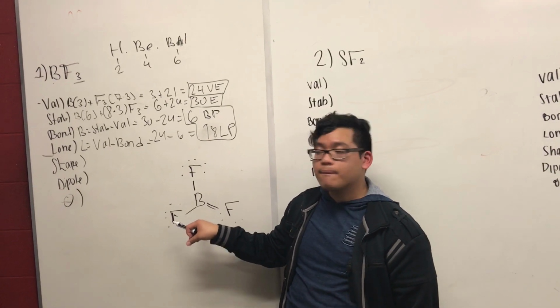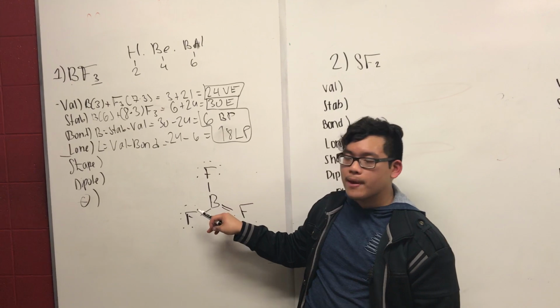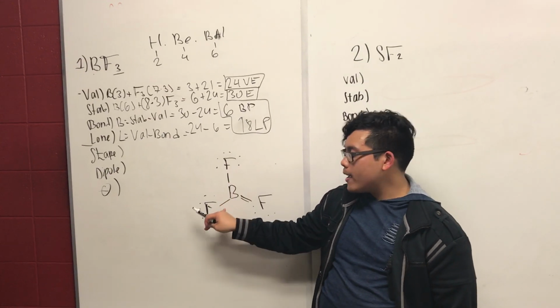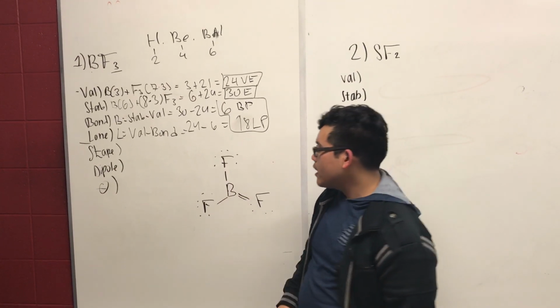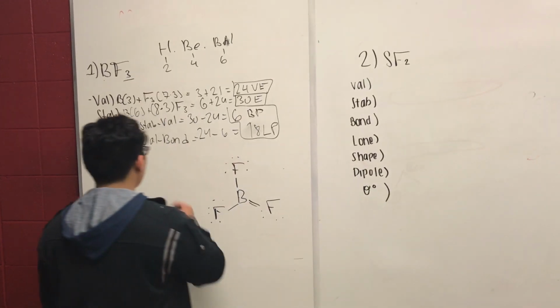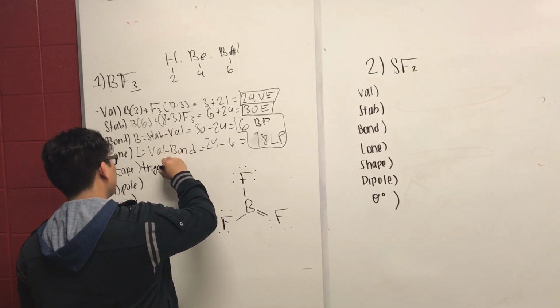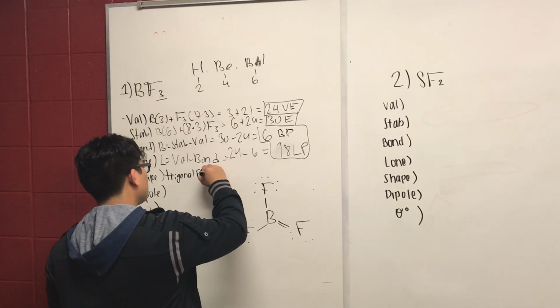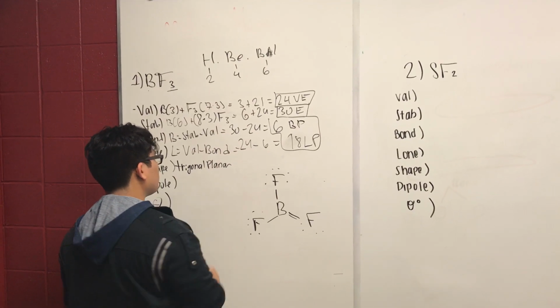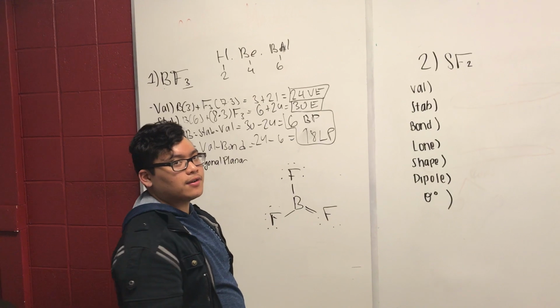I can't stress it enough. Do your practice. This is 1 pair. So 1 pair, 2 pair, 3 pair. And what is a 3 pair called? It's called trigonal planar.